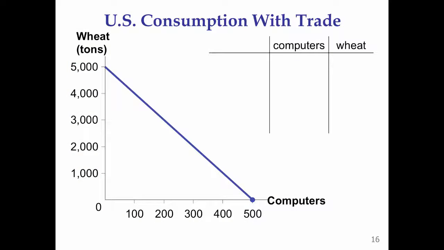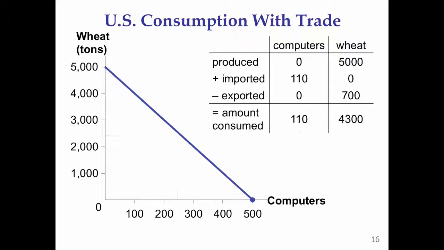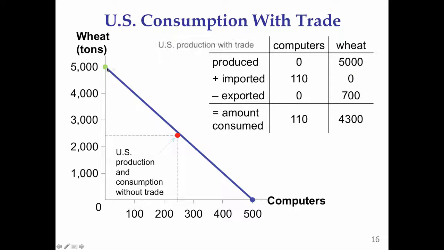So the best way to look at it is to go back to the PPFs. And we look at the US, again, these are the numbers that we used. They'd make 5,000 tons of wheat, they'd import and export, and this is how much of the two goods they'd end up with. So again, here's our starting point. Here's where they would be if they didn't trade. They would produce and consume 250 computers and 2,500 tons of wheat. But if they do trade, they'd produce just wheat, all 5,000 tons, and then they'd export and import. And again, these are the numbers we ended up with.